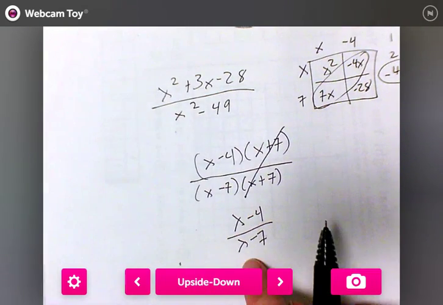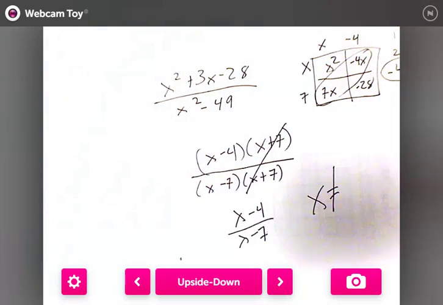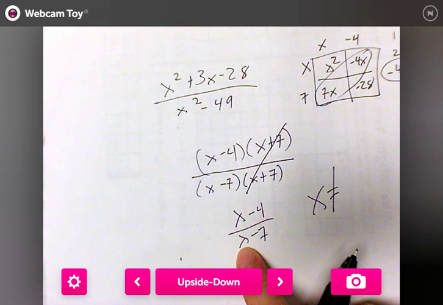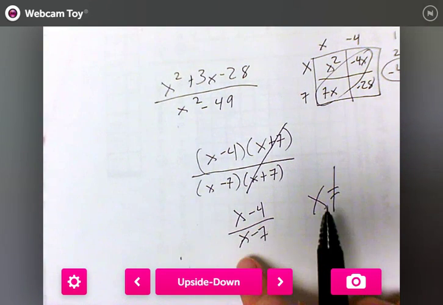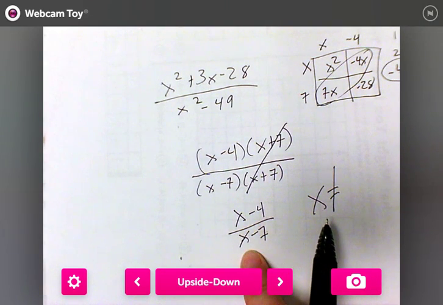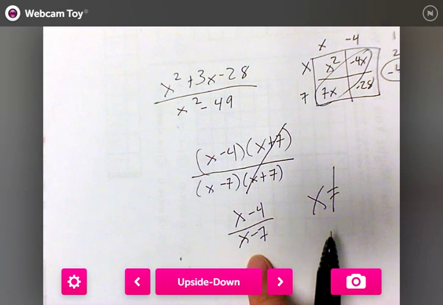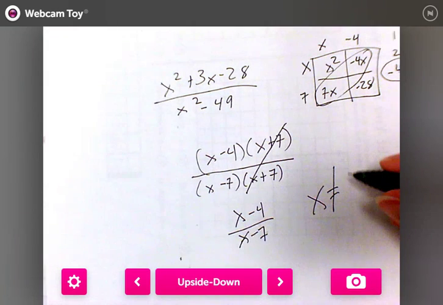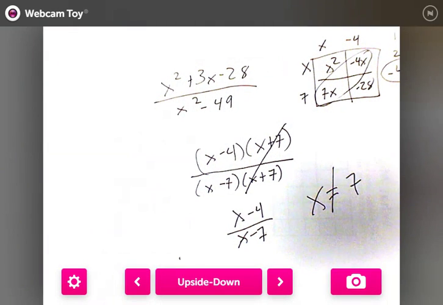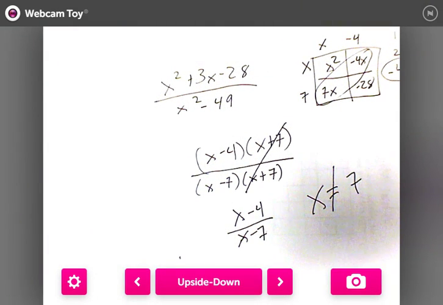So let me ask you guys this question. What can it not be on the bottom? What can x not be? 1 minus 7 is 6, so we're good. I cannot have a 0 on the bottom. When would it be a 0 on the bottom? When I plugged in what number? 7. So x can't be 7. Does that make sense? Can we ever divide anything by 0? No. So we cannot have a 0 on the bottom.